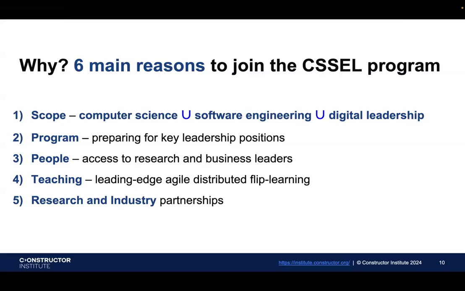Then the program is preparing you for key leadership positions because it's easier to find computer scientists than to find computer scientists with a business acumen. And that is what we prepare you for.